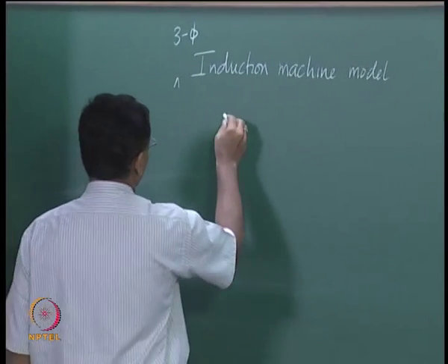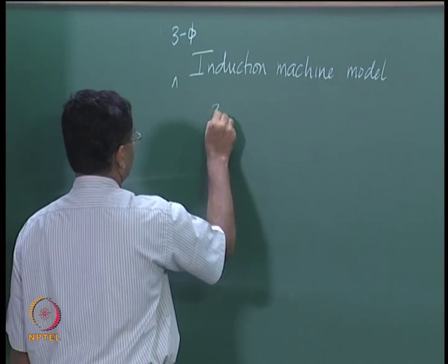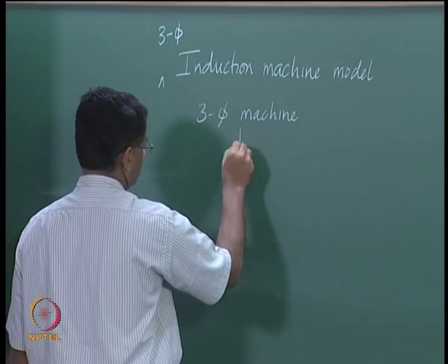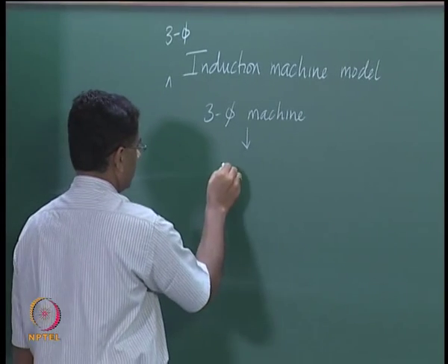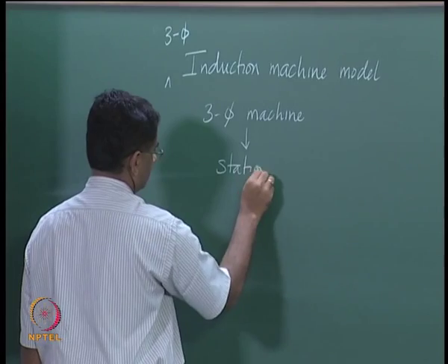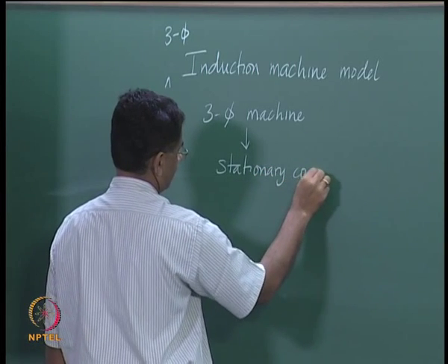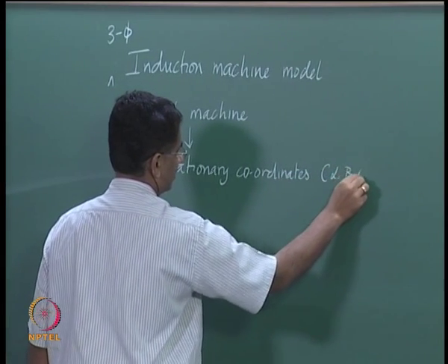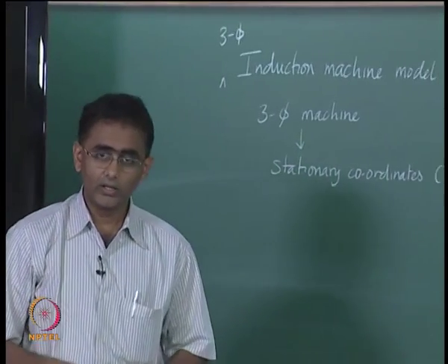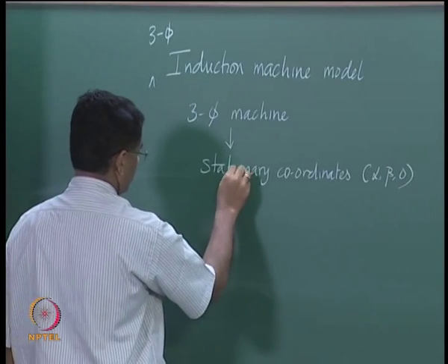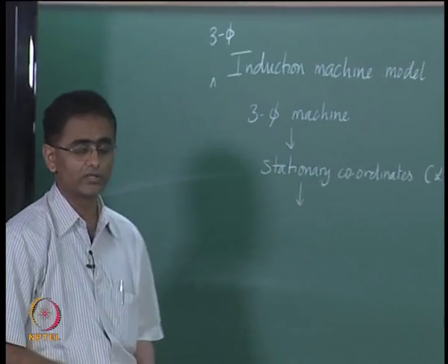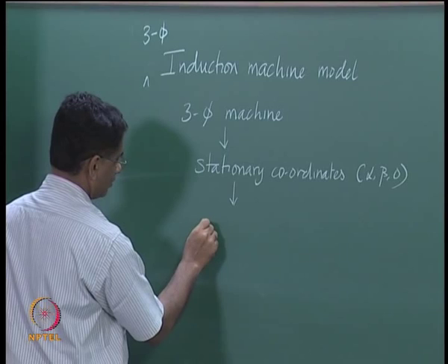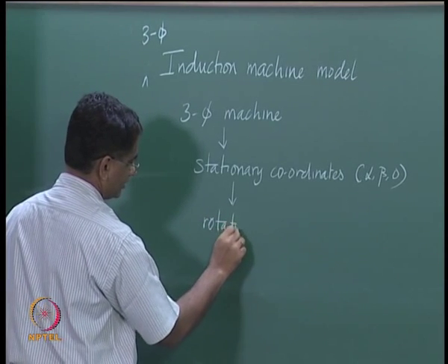We started with the three-phase machine, and then we transformed the machine to stationary coordinates, that is the alpha, beta, zero coordinates. And then we said that there are benefits to transforming the equations further to a set of rotating reference frames, and therefore we went on to the rotating coordinates.